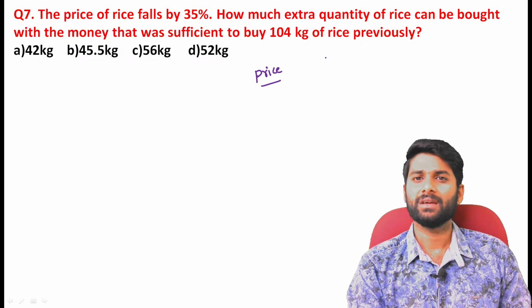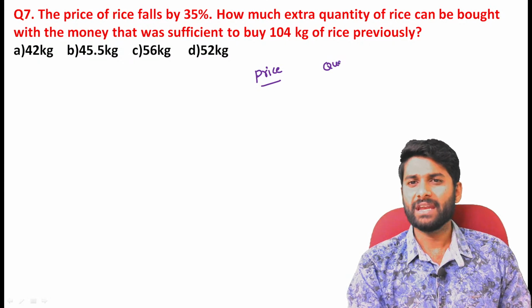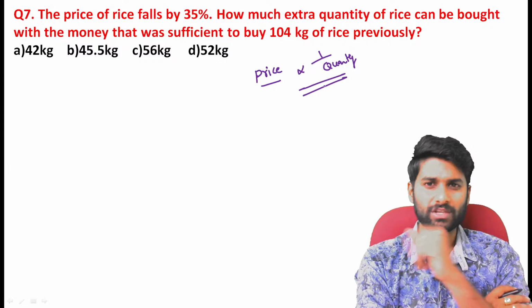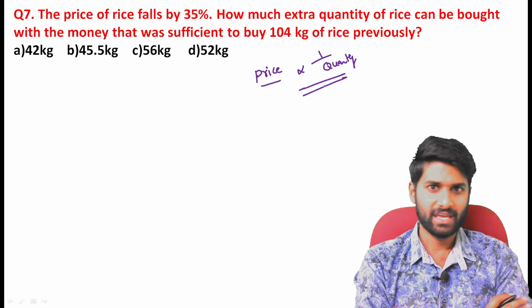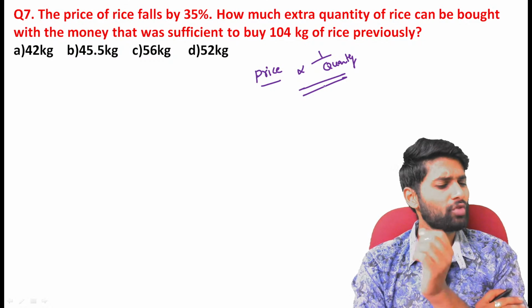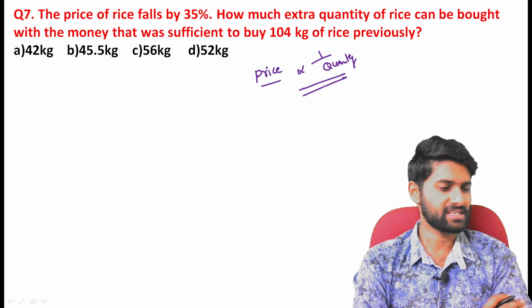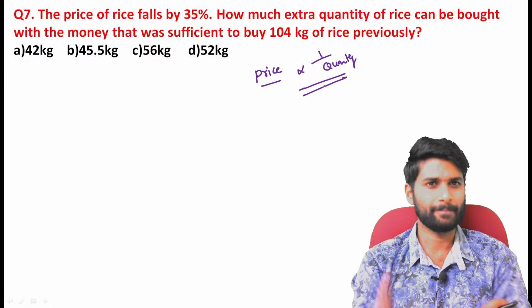Price and quantity. And remember, guys, the price and quantity are always inversely proportional. You need to know that point. If you know that point, you can easily solve these questions, guys. See, the price and quantity are always inversely proportional. If the price increases, the quantity always decreases, guys. The relation is inversely proportional.